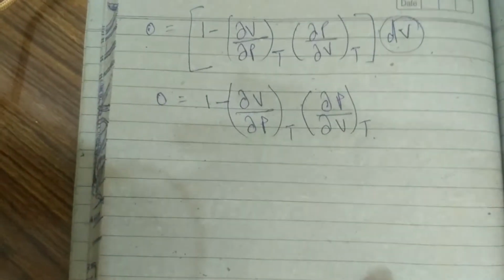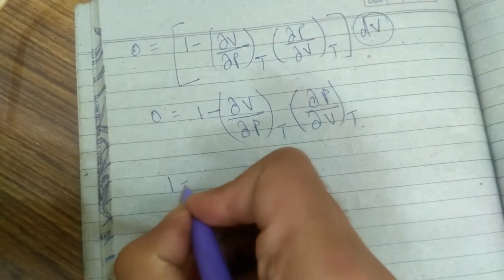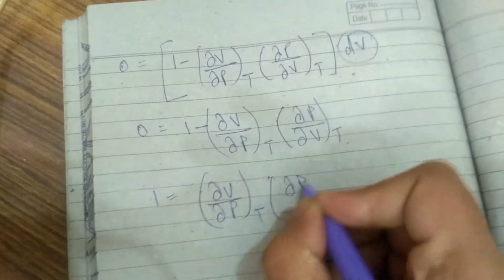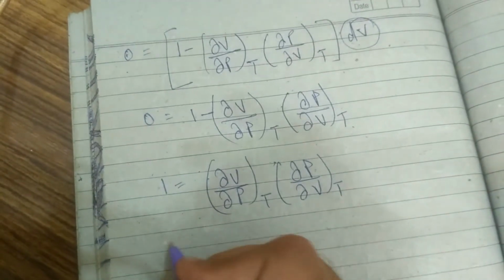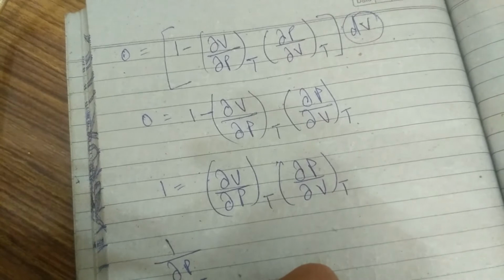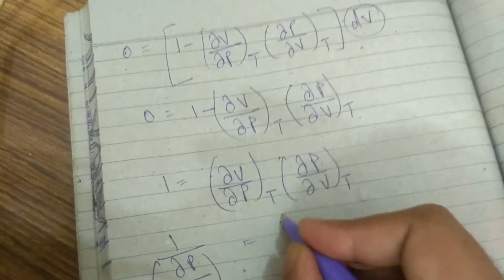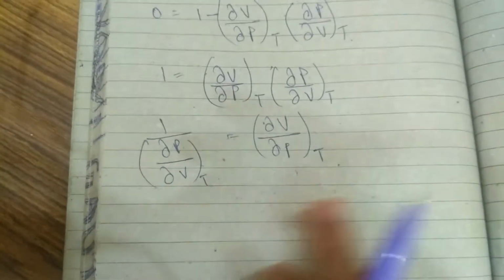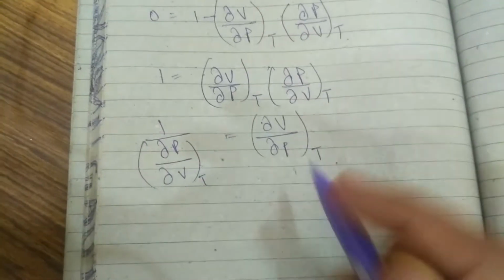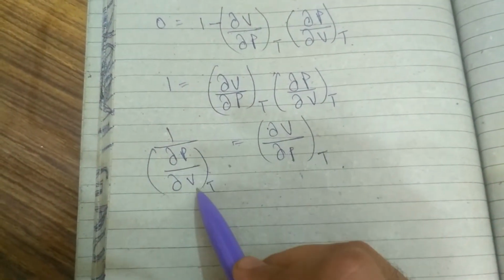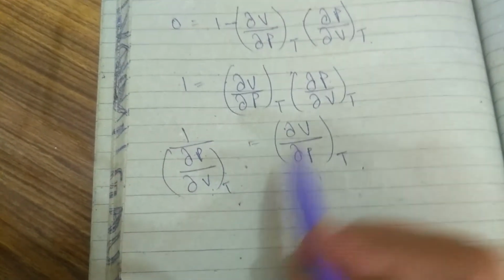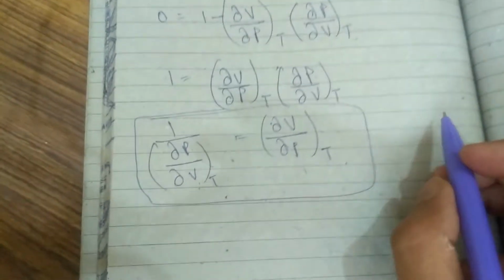We are close to getting our first deduction from the equation of state. 1 equal dv by dp, simplifying the equation, right? 1 by dp by dv is equal to dv by dp. Can you see the relation? dv by dp is equal to reciprocal of 1 by dp by dv. This is our first deduction. This is our formula, which would become a very important equation.